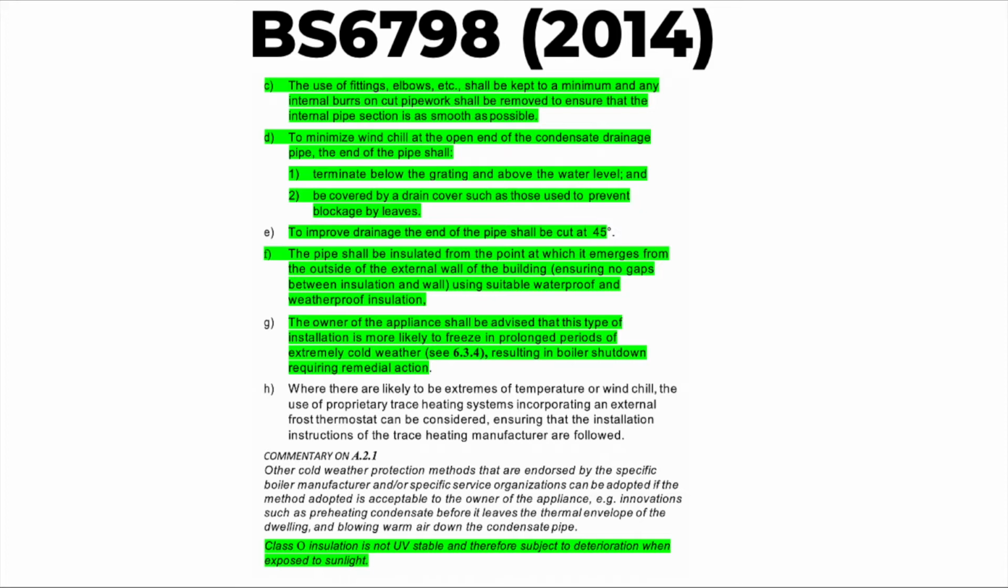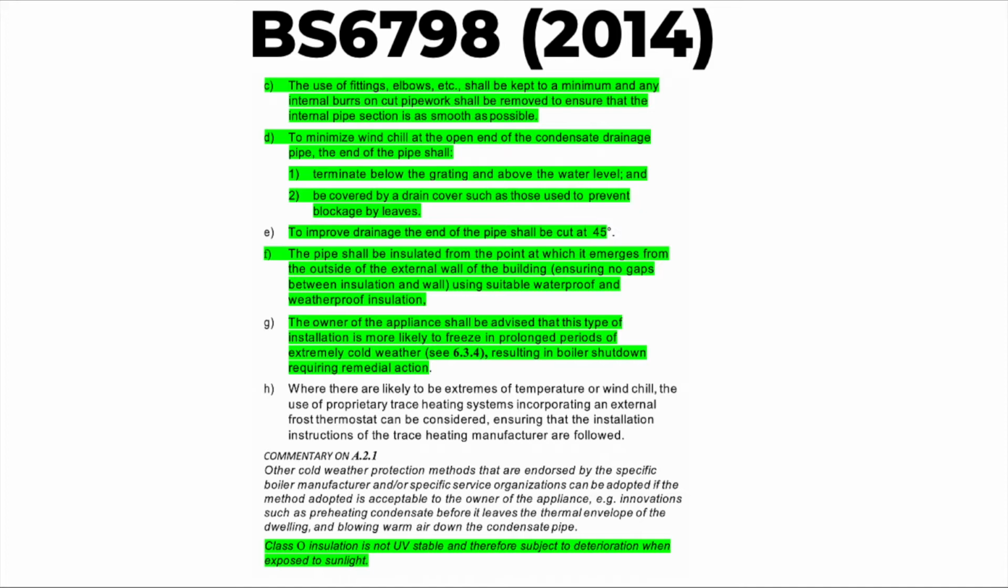Part F, we must insulate any external pipework as it comes out of the wall. This is to make sure we get a good seal around the insulation, and also making sure that you're using a good seal on any joints or any 45s. And this must be waterproof and weatherproof insulation.